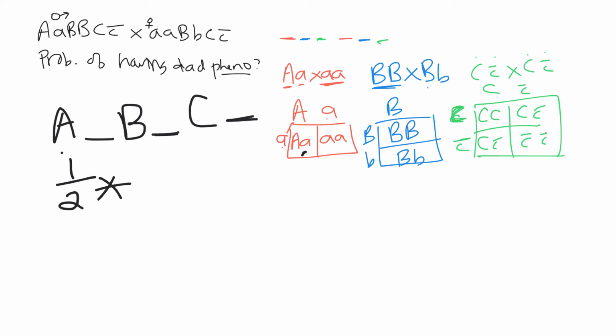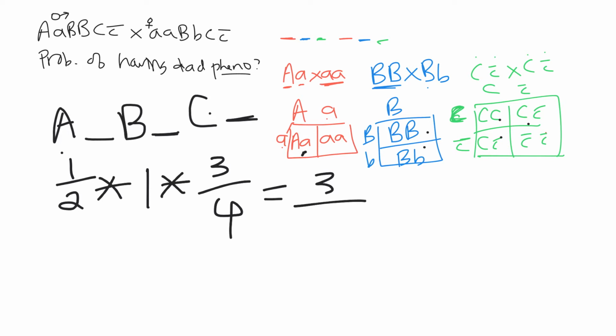Times, and that's because we need both these things to happen. So times the probability of getting at least one big B, well, both of our boxes have that, 2 out of 2, or that's just 1, times the probability of getting at least one big C, that's 3 of our boxes out of 4, 3 out of 4. Then you just multiply across the top, and you multiply across the bottom, and that tells you the probability that the baby is going to be the same phenotype as the father, 3/8. And just leave it as a fraction, don't put it in percentage. So that's going to be probability.